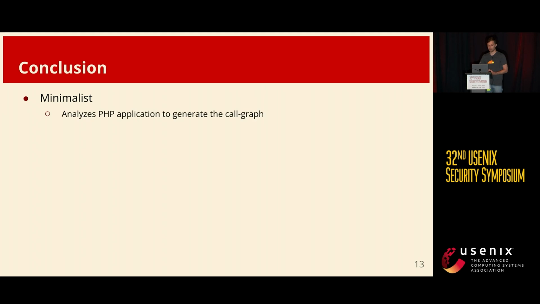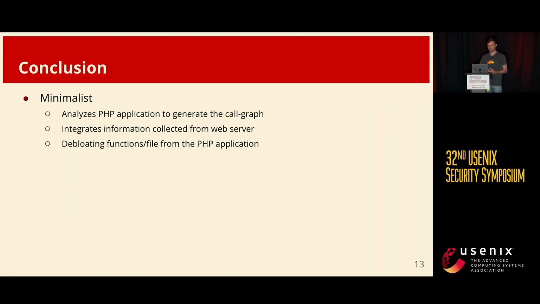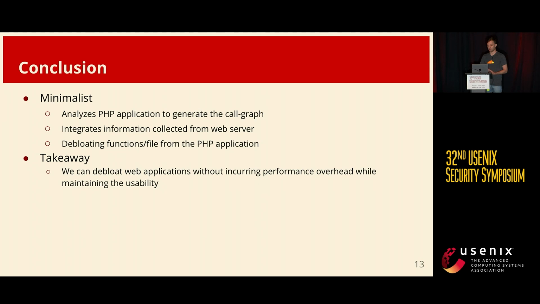So to conclude, we presented Minimalist, which is a static analysis tool that can analyze PHP applications and generate their call graph. We then integrated this information with the web server logs and the entry points, and we were able to prune this call graph to debloat unused files and functions in PHP applications. And the main takeaway here is that we were able to show that it is possible to statically debloat applications without incurring the high performance overhead, and the debloated applications can also maintain their usability.